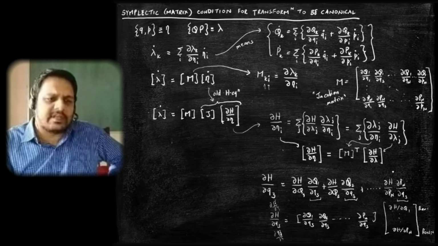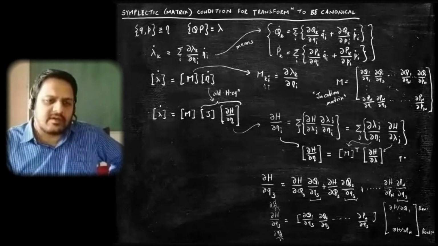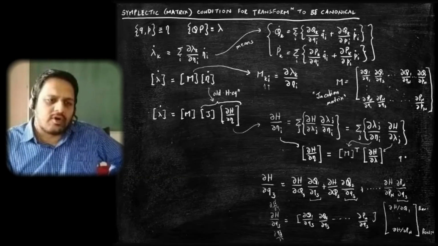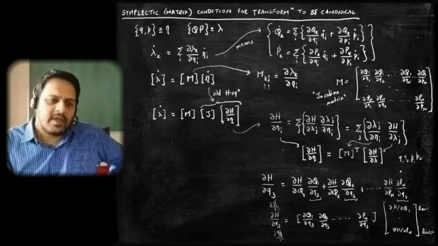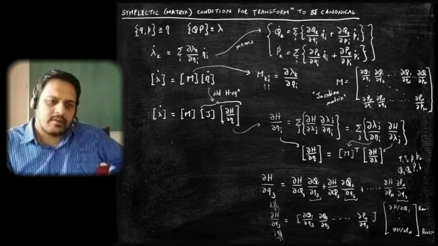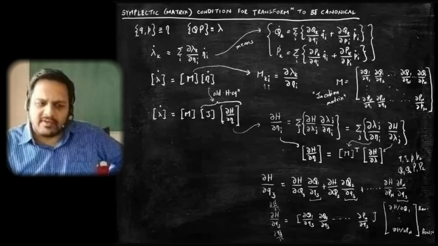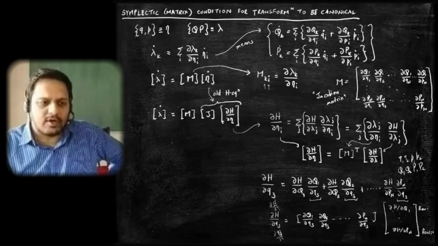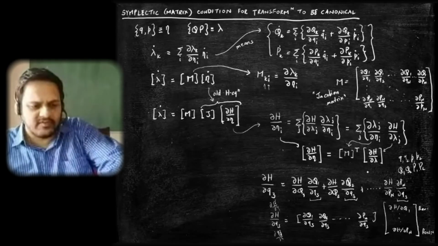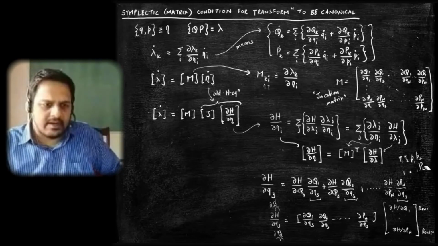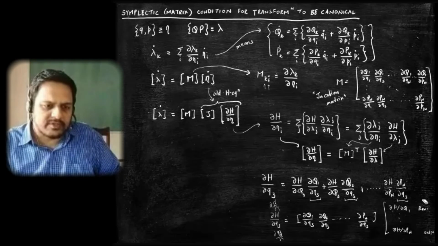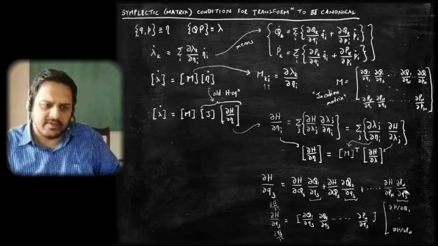If you are not convinced about this, take a simple case with just 2 coordinates and 2 momenta, and of course 2 capital coordinates and 2 capital momenta. You will get a 4 cross 4 matrix. Try to figure out this part without all the dots. Try to do it simply and you will get it. I think enough time we have given for this, and I am sure you have enough inputs to now go and convince yourself about this.